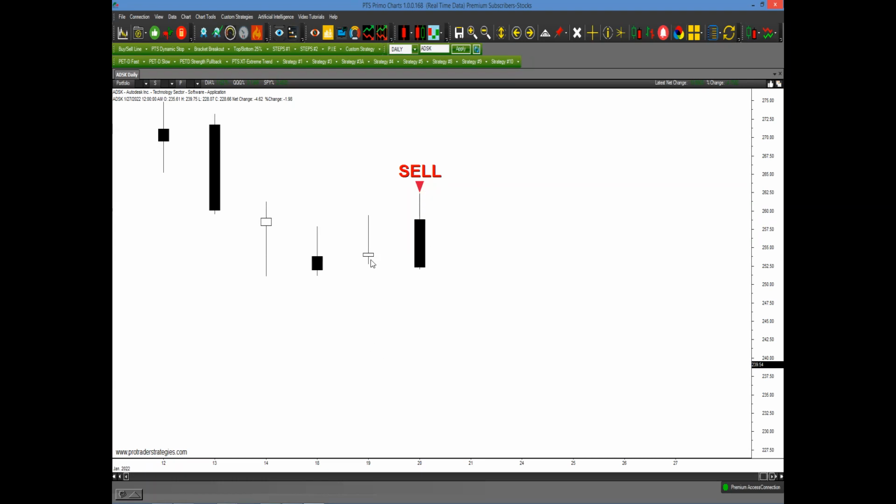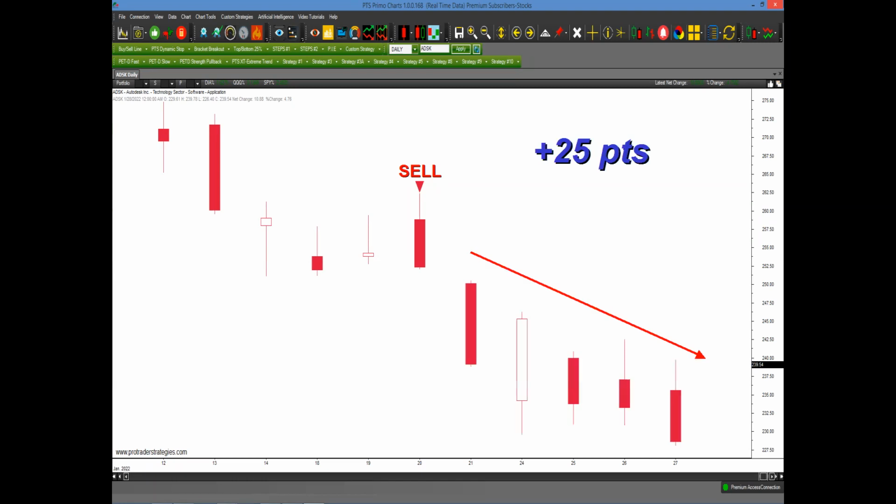This is bar number 2, bar number 1, bar number 2. Click on PET D, and yes, it's red. So this is a high probability candlestick combo sell signal. You could have bought the puts. We realize that it's an expensive stock. How you want to trade is entirely up to you.